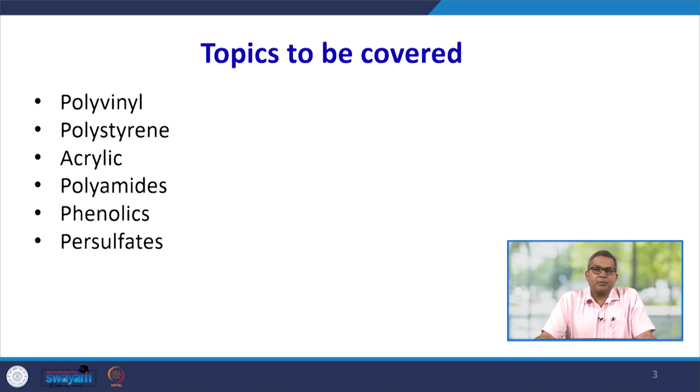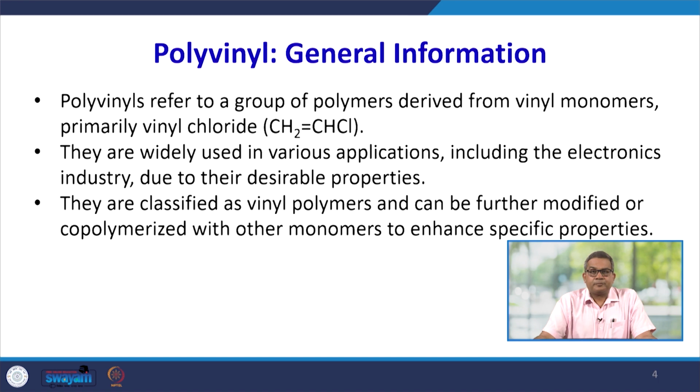In this particular segment, we are going to cover polyvinyl, polystyrene, acrylic, polyamides, phenolics, persulfates, etc. All these play a very vital role in the synthesis of polymers, as well as being polymers themselves, and they are very widely used in electronic applications. So let us start with the polyvinyl.